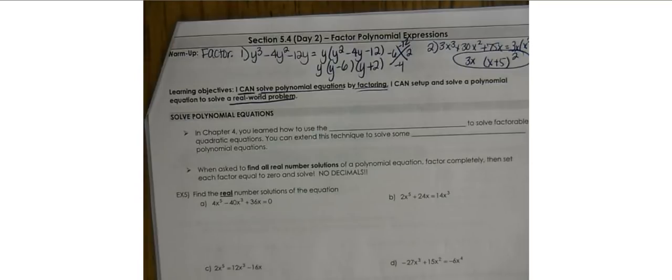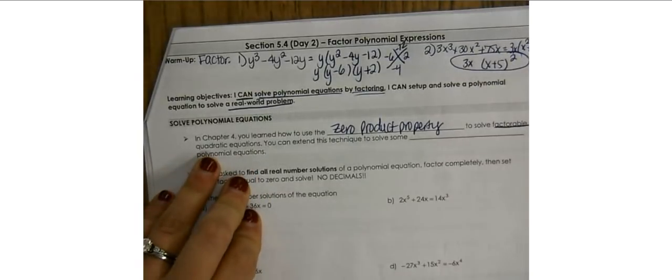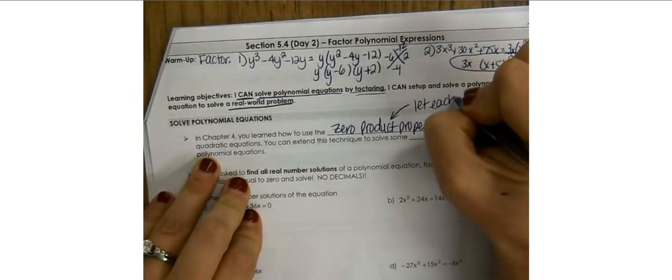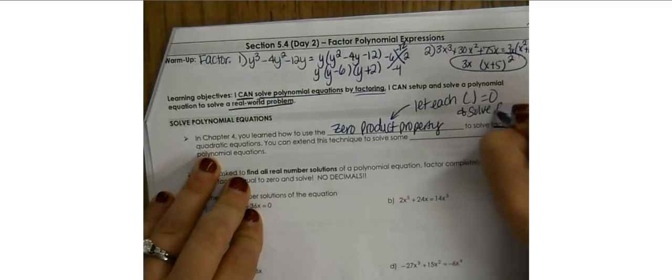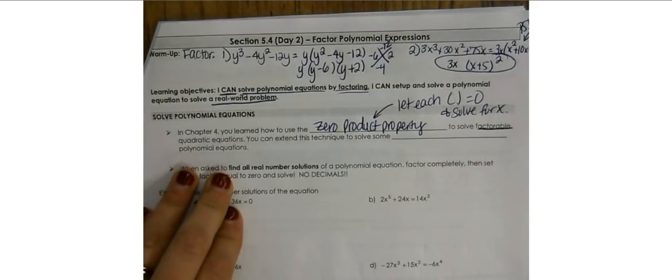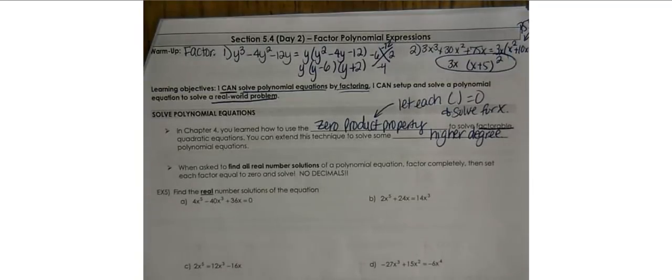So in order to solve a polynomial equation, we learned in chapter 4 that you use the zero product property to solve factorable quadratic equations. That means that you let each parenthesis equal 0 and solve for x. So you can extend this technique for some higher degree polynomials, like to the 4th power, to the 3rd power, to the 5th power, etc. So what we're going to do is factor it using the same techniques as we learned in the last lesson, and then once we have our parentheses, any part containing an x or containing a variable is going to be set equal to 0, and then we'll be able to find our x-intercepts.